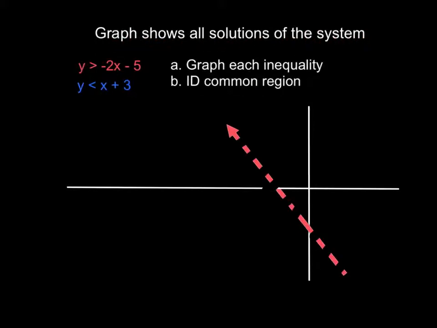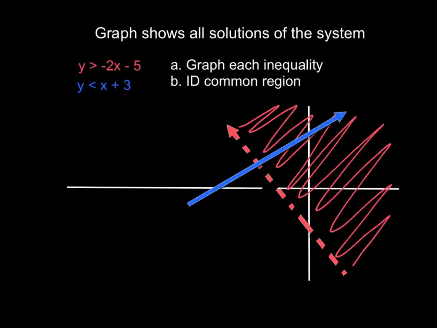So our first inequality is this line here, and that is y is greater than negative 2x minus 5. And notice that this has a dashed line because we only have y is greater than and not y is greater than or equal to. So this shows the boundary for this inequality, and since it is greater than, the area of this inequality is here, so anything above it.